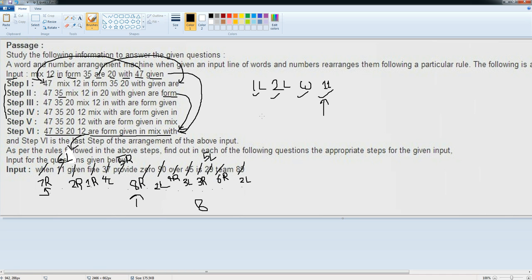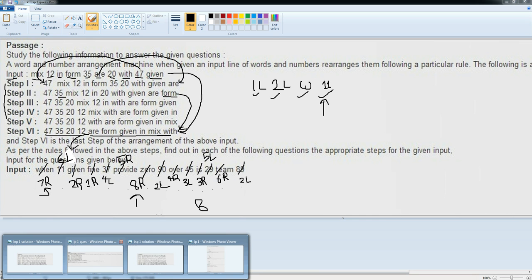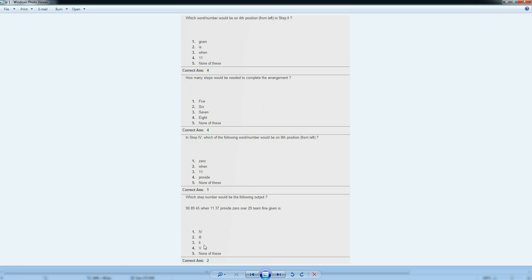So according to us, in nearly 10 seconds, we have the answer 11, and according to them the answer is option number 4, and option number 4 is 11. Voila, we have the right answer.